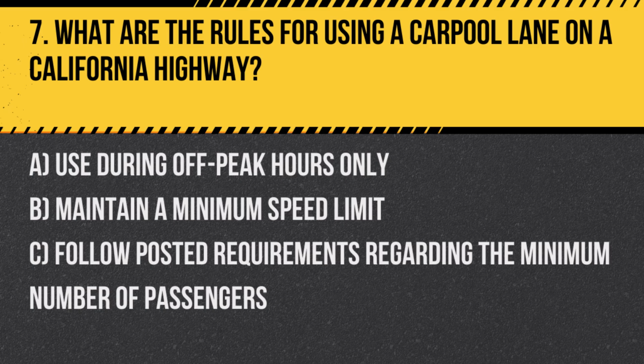Question 7. What are the rules for using a carpool lane on a California highway? A. Use during off-peak hours only. B. Maintain a minimum speed limit. C. Follow posted requirements regarding the minimum number of passengers. Answer. C. Follow posted requirements regarding the minimum number of passengers.